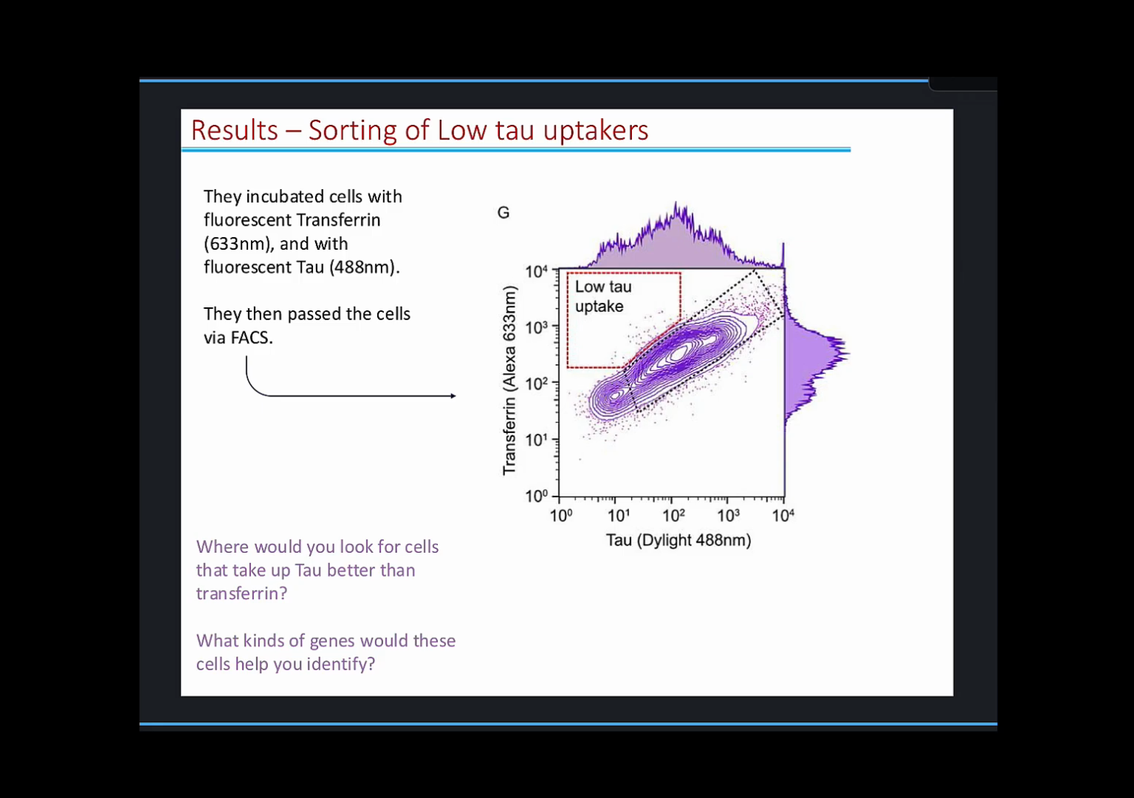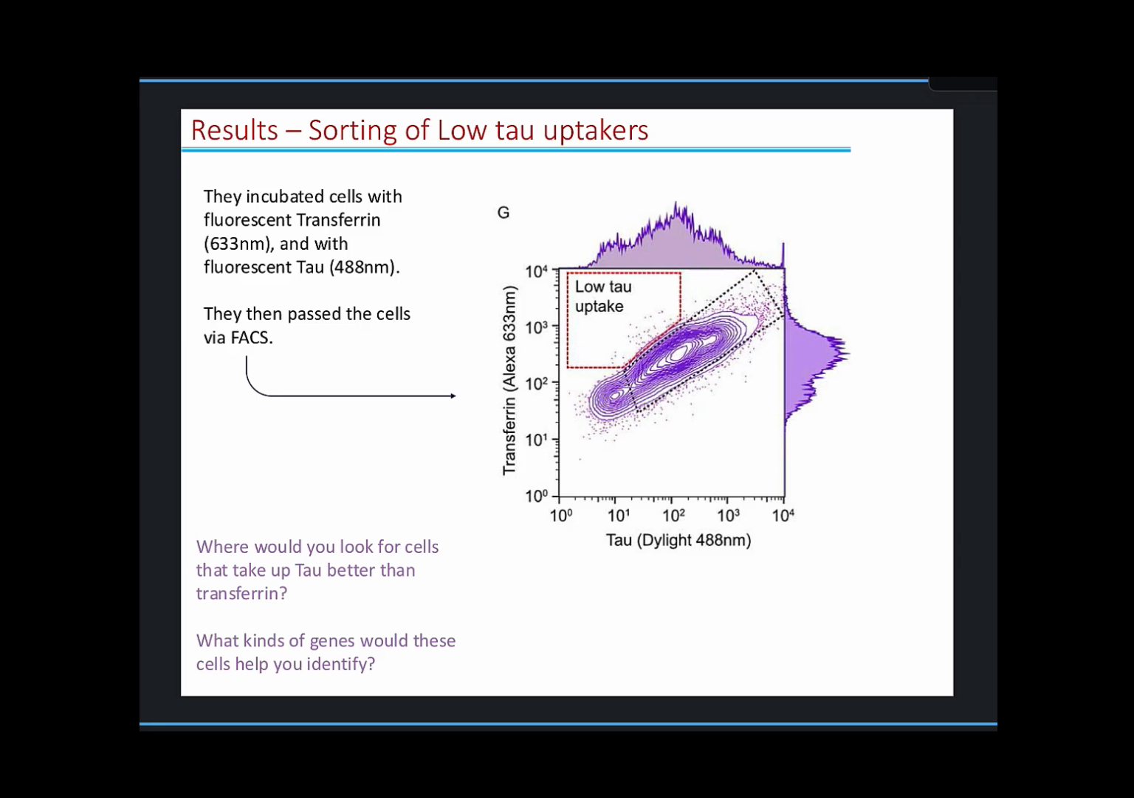And then the rest of the cells, most of them fall in some sort of diagonal, meaning the more transferrin they take, the more tau they take. And the less transferrin they take, the less tau they take. That's what would make them fall in a diagonal. But they concentrated on these cells here that were significantly off that diagonal, because those are the cells that are noticeably taking a lot less tau than they take transferrin.